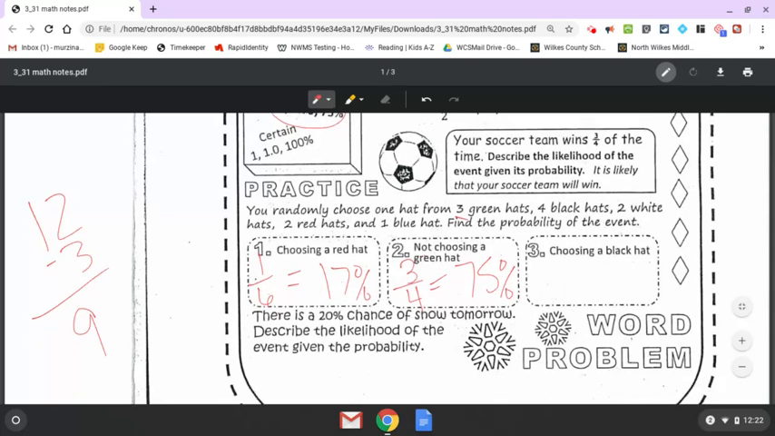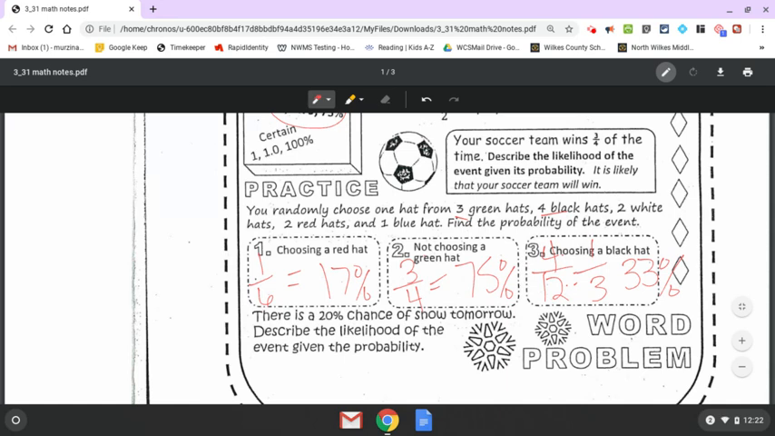All right. And then the last one, working with the hats here. What is the probability that you will choose a black hat? Well, we know there are 12 hats total. There are 4 black hats. We will say that there's 4 out of 12 that are black. So that translates into 1/3, or 1 out of 3 hats are black. And you have a 33% chance of choosing a black hat.